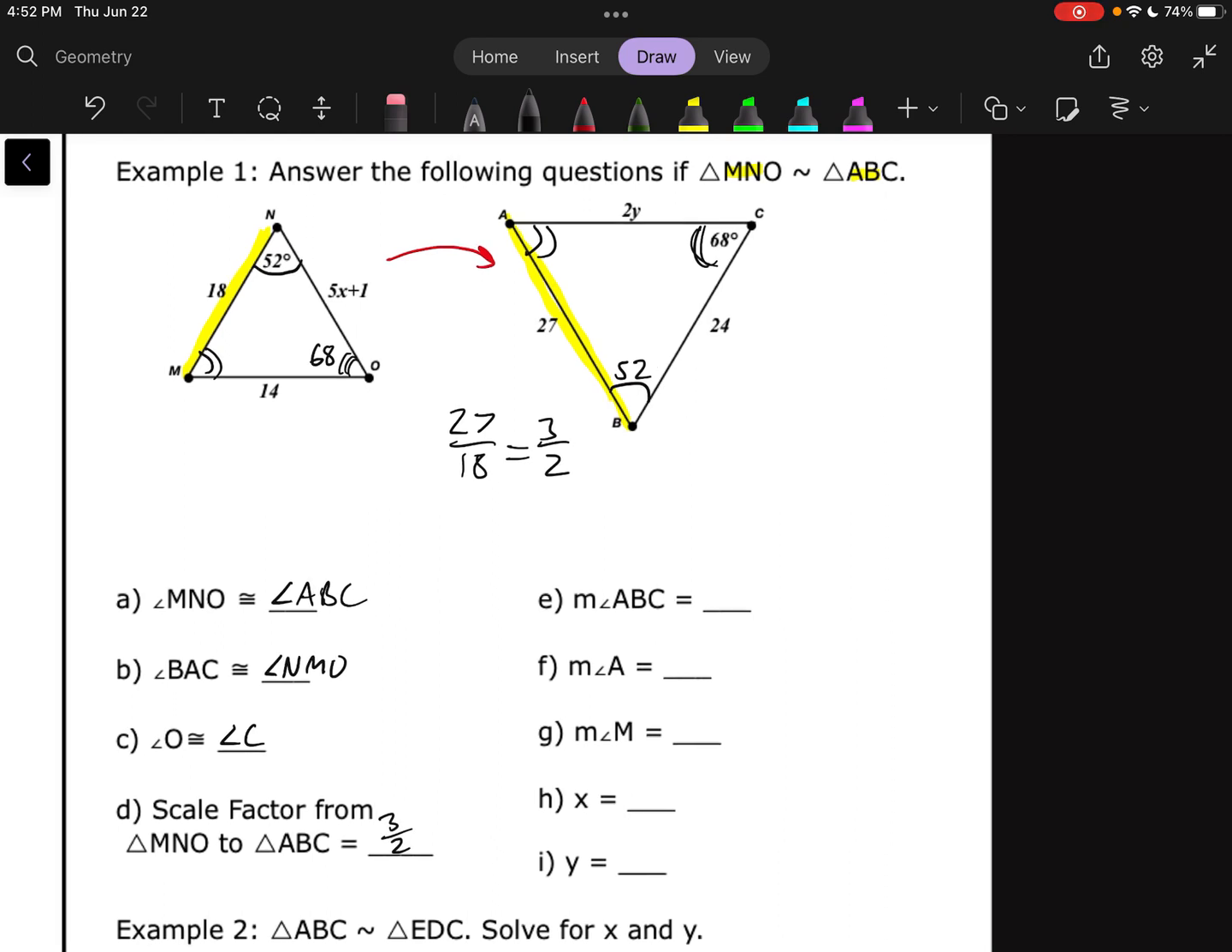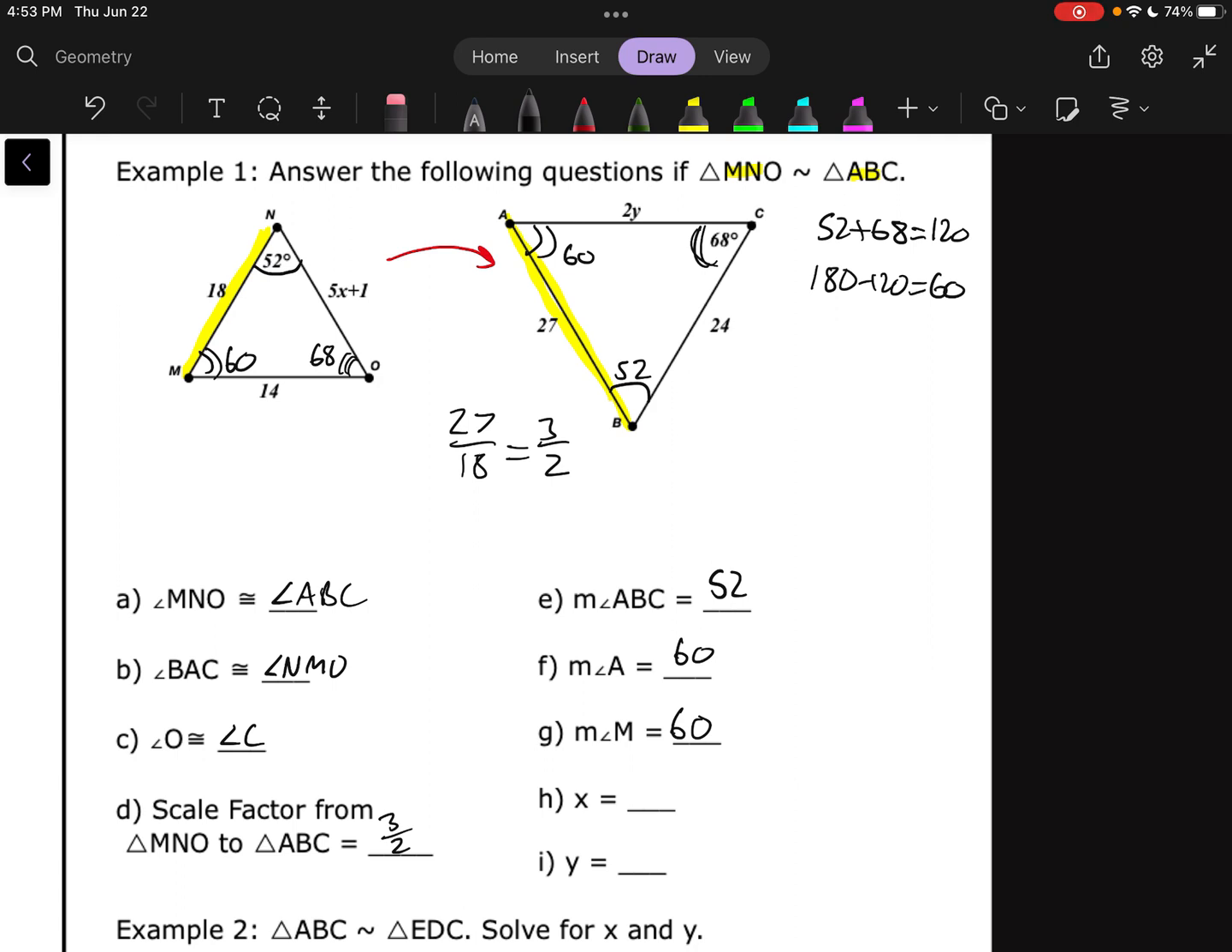All right, now these ones have equal signs, so we need to actually say what number it is. So the measure of angle ABC, that was 52. Angle A should match angle M. We actually don't know those, but we can do the triangle sum theorem, right? 52 and 68 gives me 120. 180 minus 120 is 60. So angle A, angle M should both be 60.